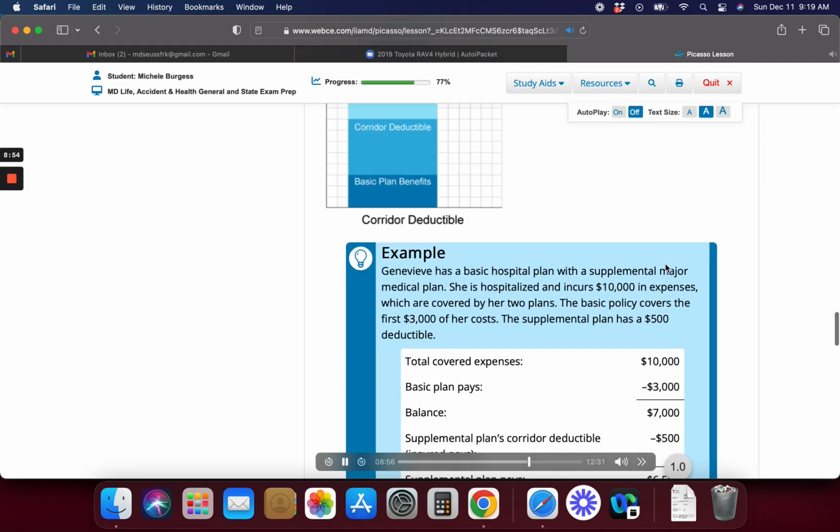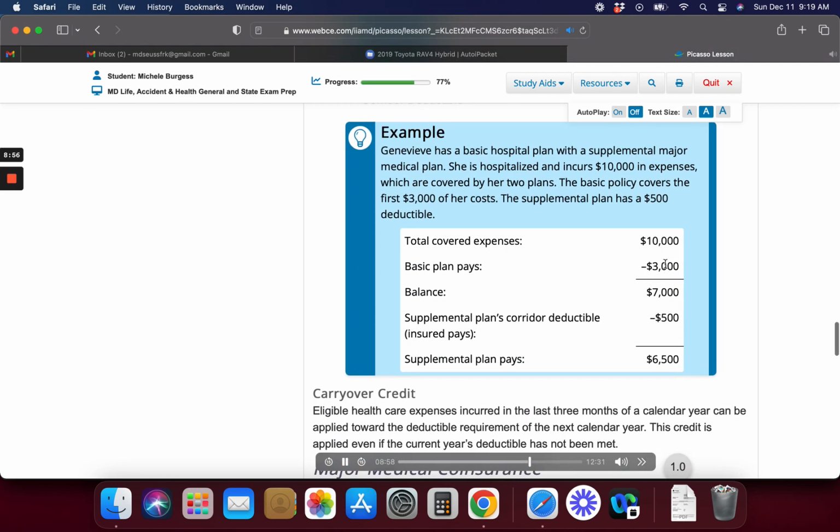Carryover credit. Eligible health care expenses incurred in the last 3 months of a calendar year can be applied toward the deductible requirement of the next calendar year. This credit is applied even if the current year's deductible has not been met.